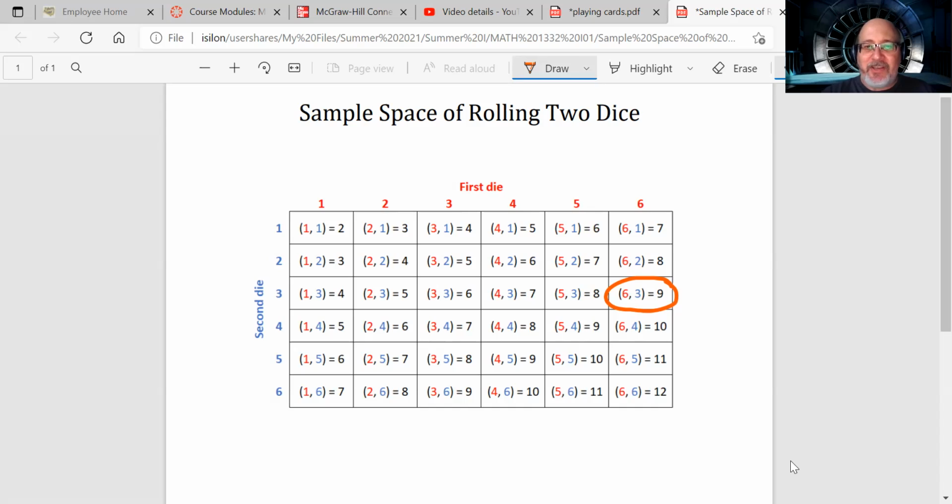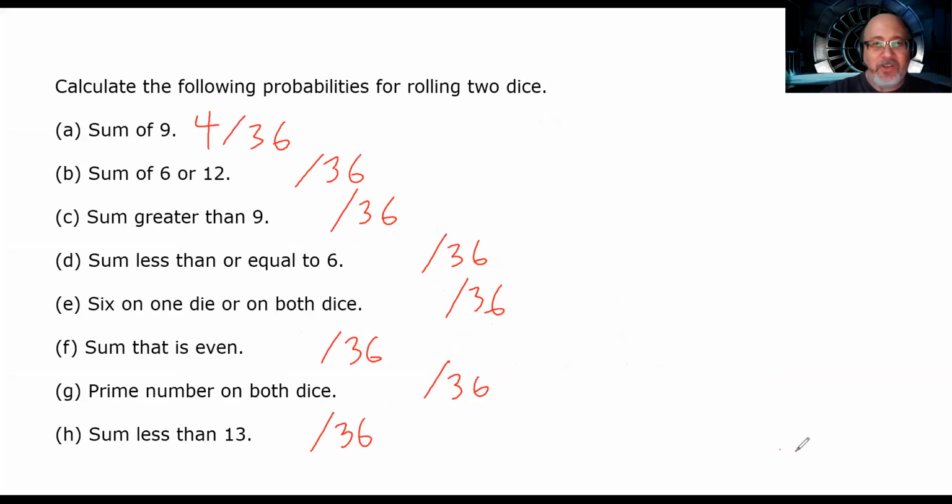The next one I see is diagonal, below and to the left of it. 5 plus 4 is 9. Continuing the pattern, 4 and 5 is 9. 3 and 6 is 9. These are the only 4 cells in the table where the sum is 9. These are the only 4 outcomes in the sample space that satisfy the event. That means that the probability of rolling a sum of 9 is 4 out of 36.